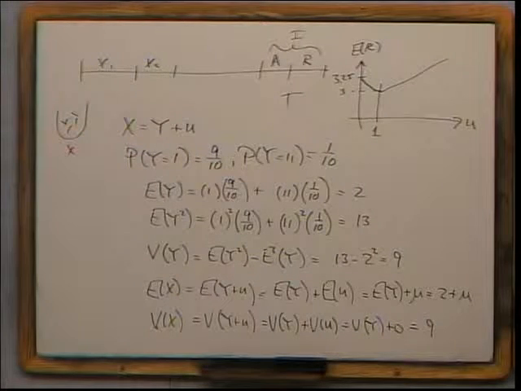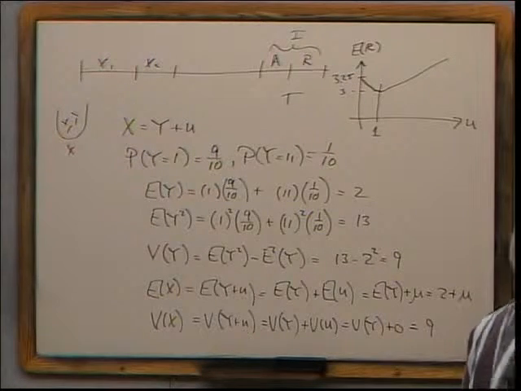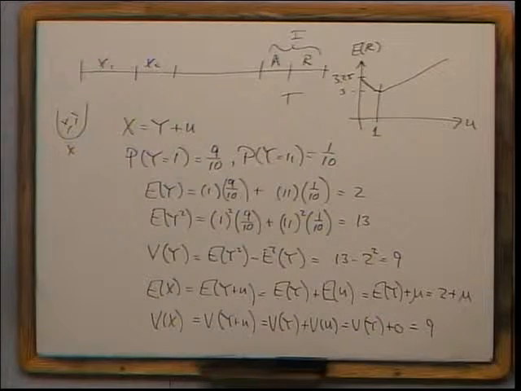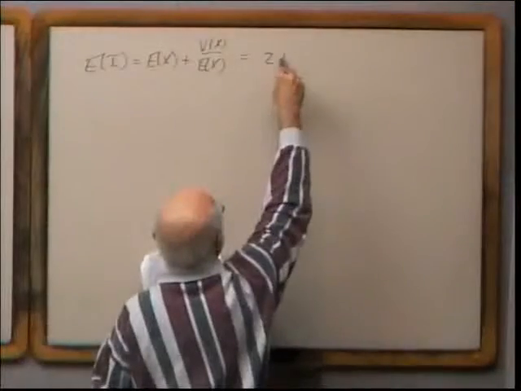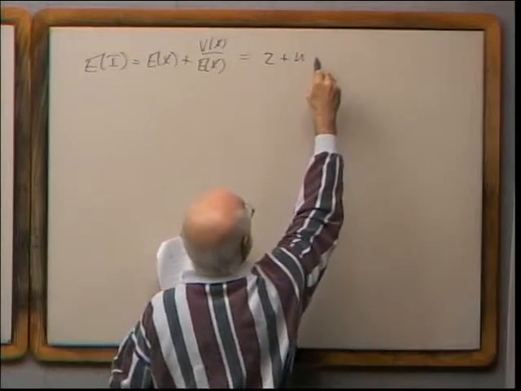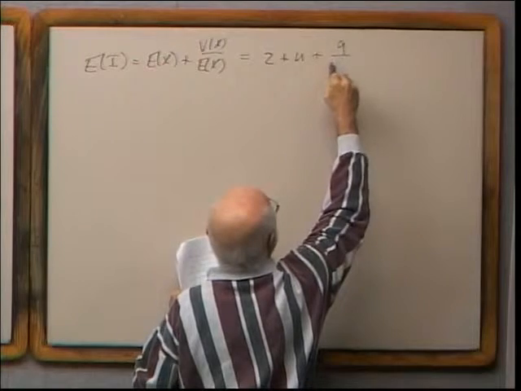So the size of the interrupted interval depends on two things. It depends on the frequency with which the various lengths occur, and it also depends on how long they are. So this bias of the length, that's the thing that is new and has to be pointed out here. Now, when I plug the values for the expected value and the variance into that formula, it turns out to be equal to 2 plus u plus 9 over 2 plus u.